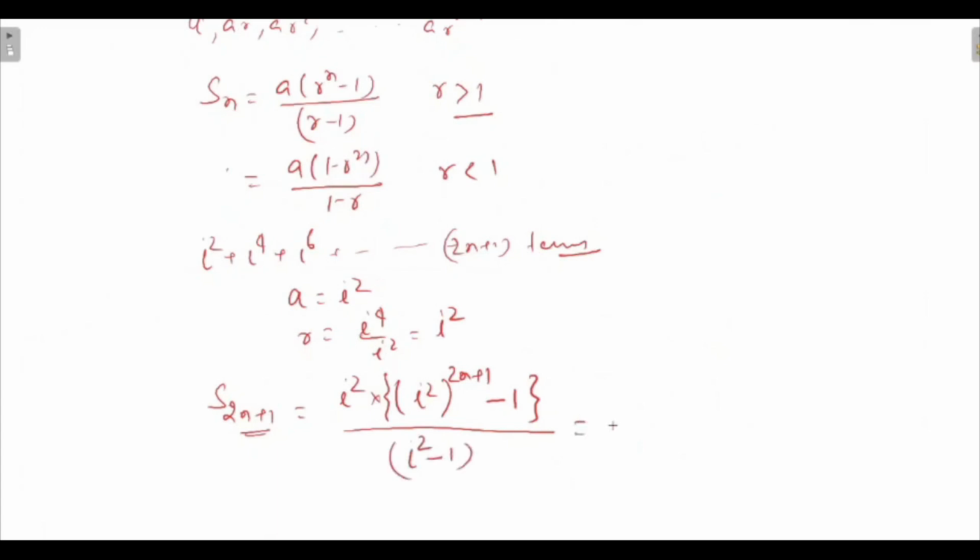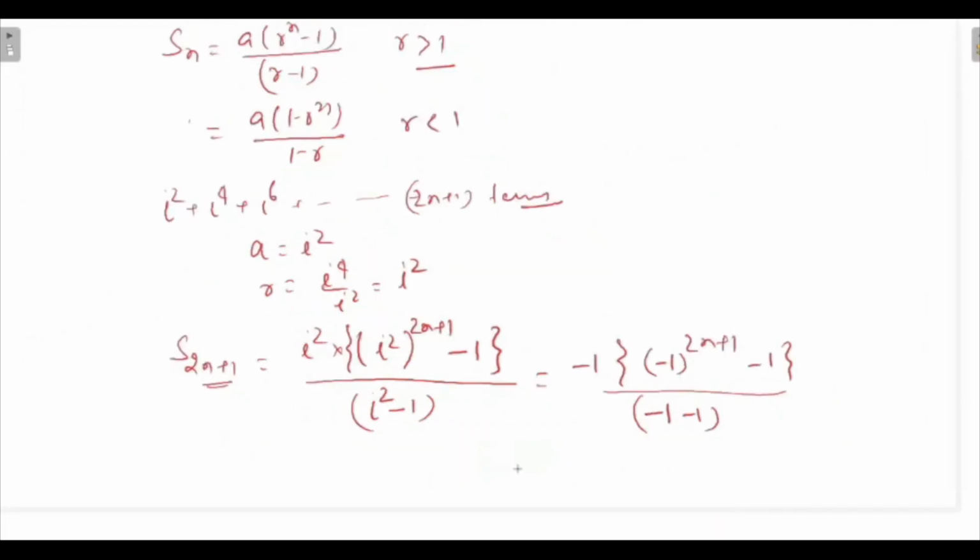Now you can just simplify, start simplifying probably. You can write i square as minus 1. Similarly, this is going to be minus 1 to the power 2n plus 1, minus 1, and divided by this i square, which is going to be minus 1, and minus 1. So your numerator is going to be minus 1, because any odd power of minus 1 is going to give you minus 1. Minus 1 minus 1, divided by minus 2. This will cancel out. So you will be left with minus 1.